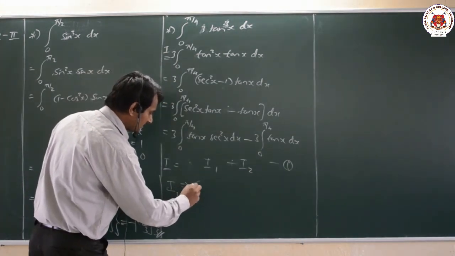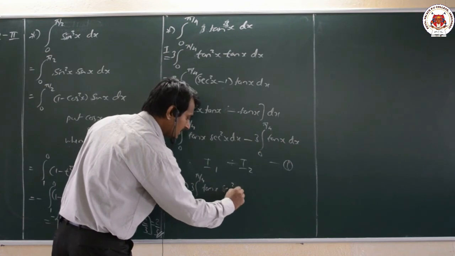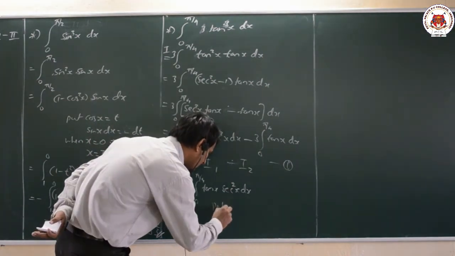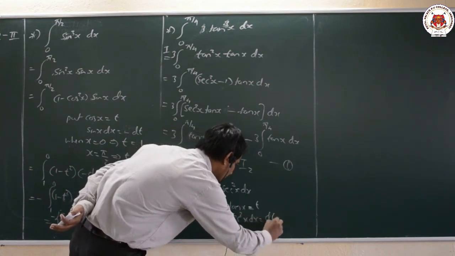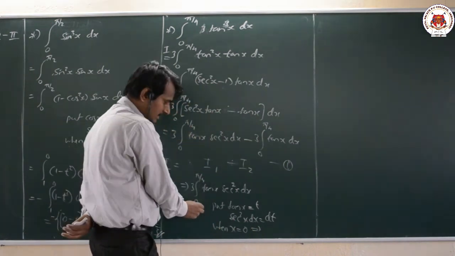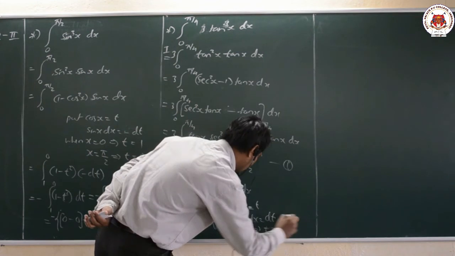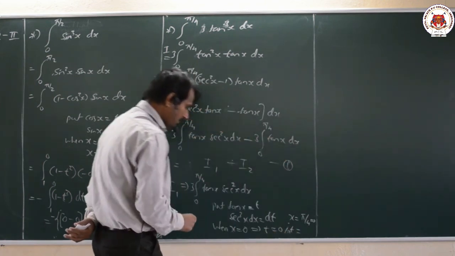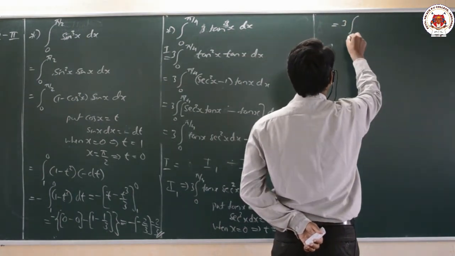I1 is 3 from 0 to pi by 4 of tan x into secant square x dx. Here I have to substitute tan x equal to t, which implies secant square x dx equal to dt. When x equals the lower limit 0, tan 0 value is 0. And when x equals the upper limit pi by 4, then t is equal to tan pi by 4, whose value will be 1 here.